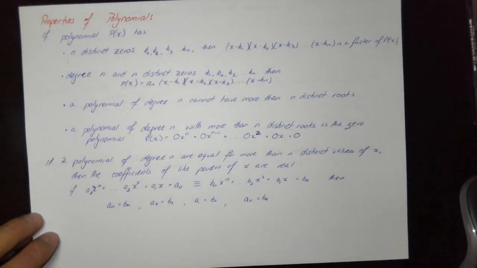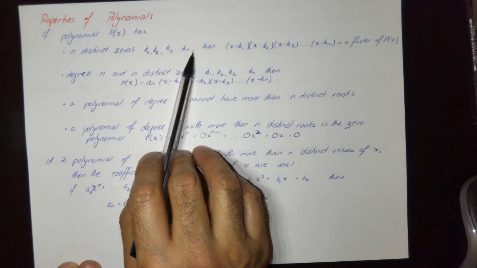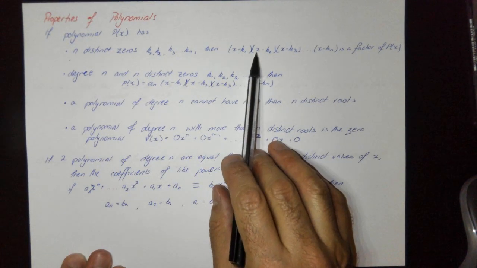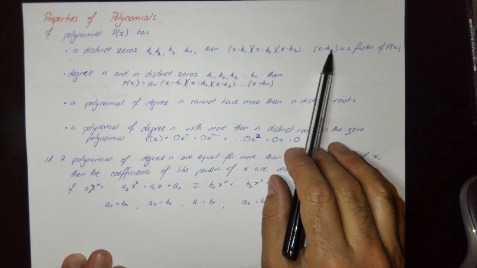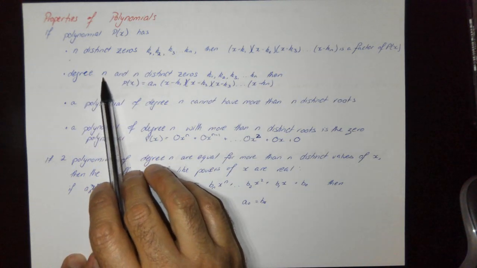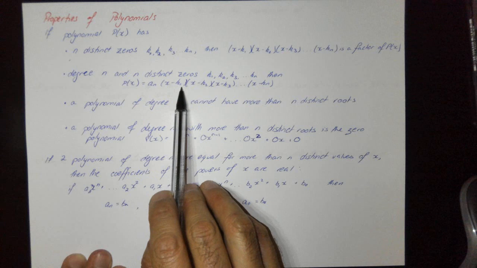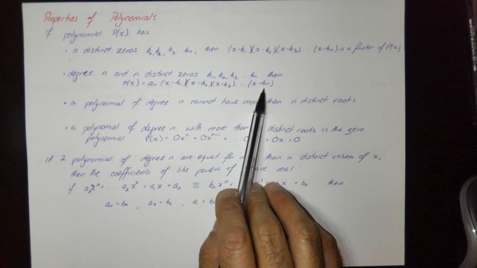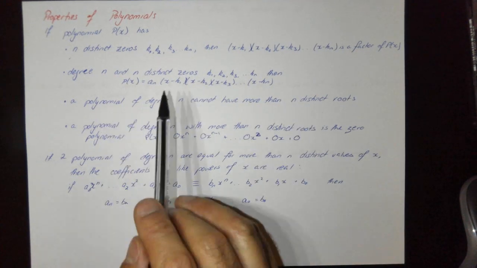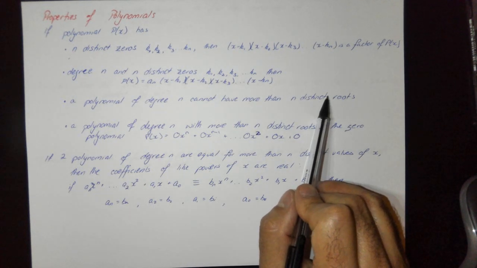So some of the properties that you need to know. If I have n distinct roots, k1, k2, k3, all the way to kn, then I can factorize p of x into x minus k1, x minus k2, x minus k3, all the way to x minus kn. And they're the factors of p of x. The polynomial of degree n with those roots is equal to a times x minus k1, x minus k2, all the way to x minus kn. A polynomial of degree n can't have more than n distinct roots. So if I have a polynomial of x to the power of 3, I can't have 4 roots. I have 3 or less.